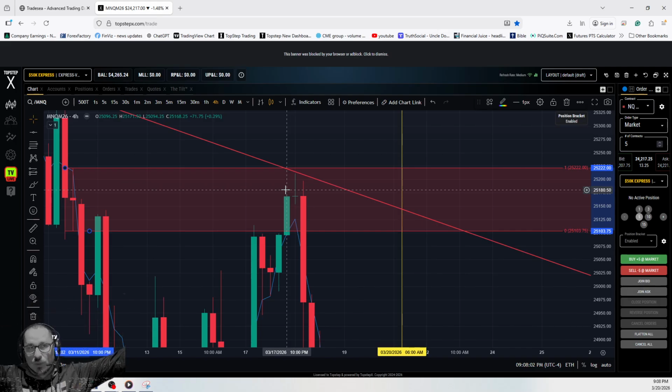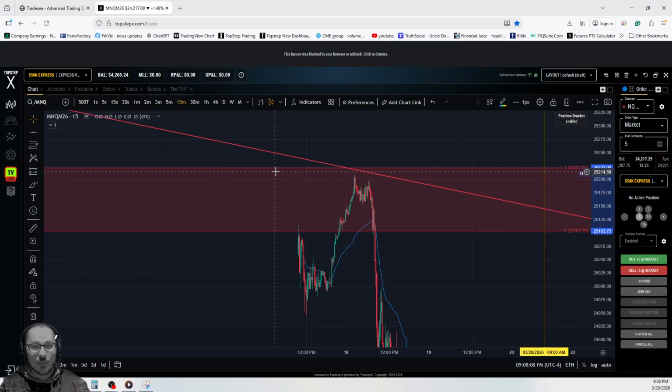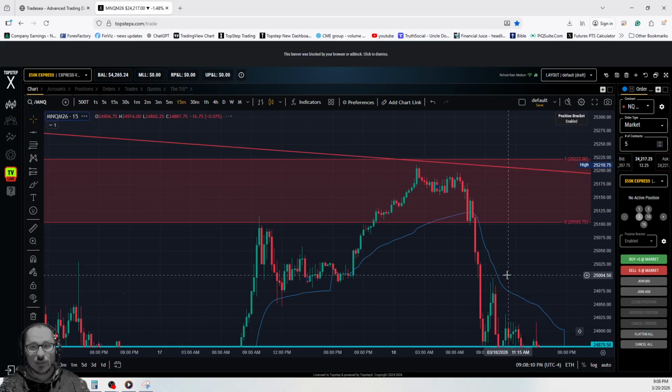It's basically a gravestone doji. That mega def tells you already that it is going to go to the downside. And if you look at the 15-minute, I bet you we go to the 15-minute, you can see that very clear.